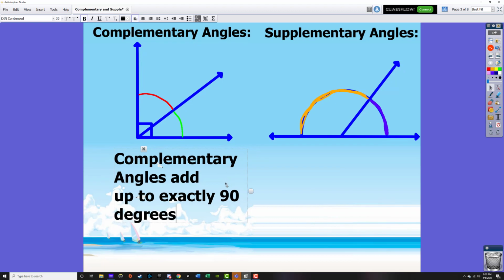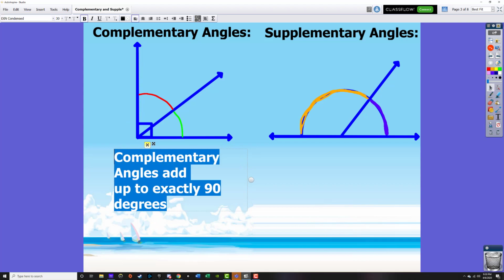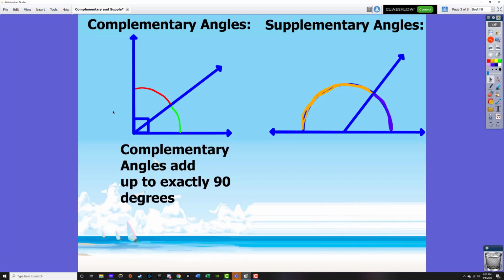Okay, so complementary angles add up to exactly 90 degrees. Okay, it could be two angles, it could be three angles. It's basically a group of angles that have a sum of exactly 90 degrees. Okay, not 91 degrees, not 89 degrees, but exactly 90 degrees.